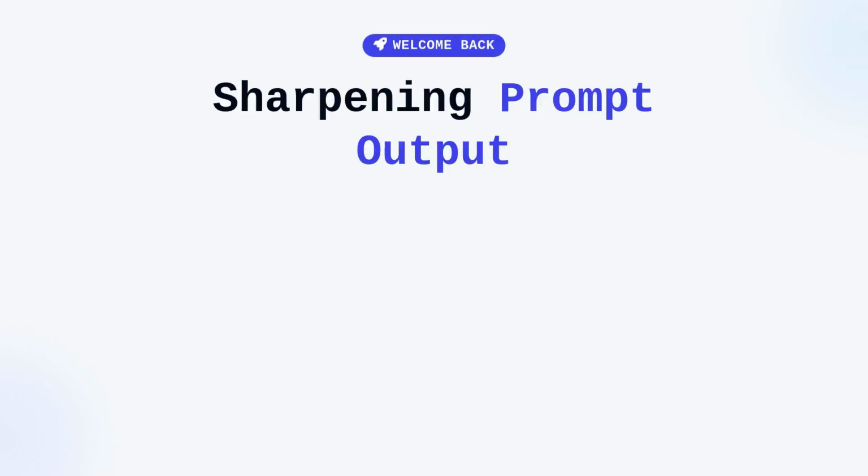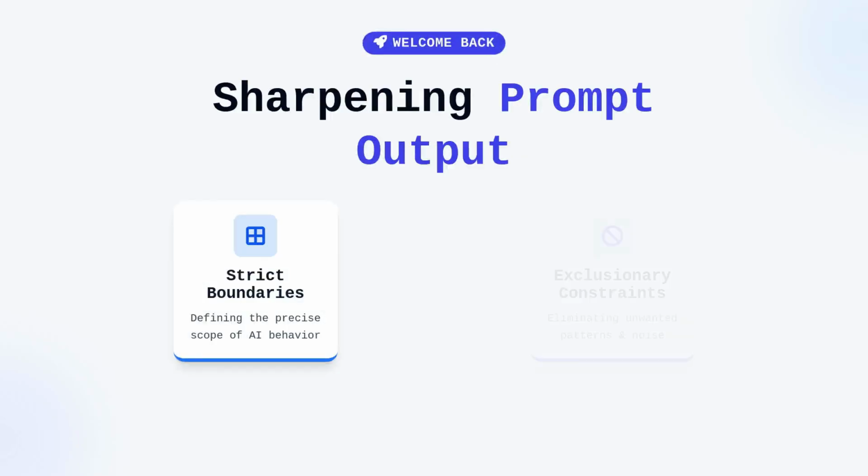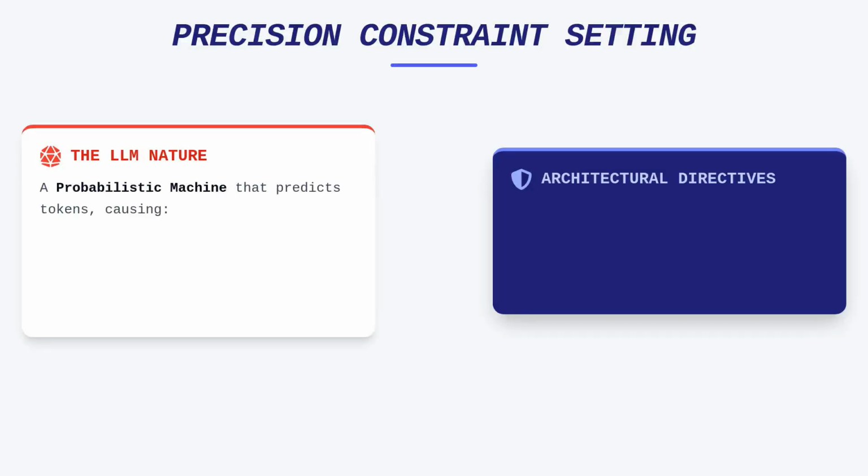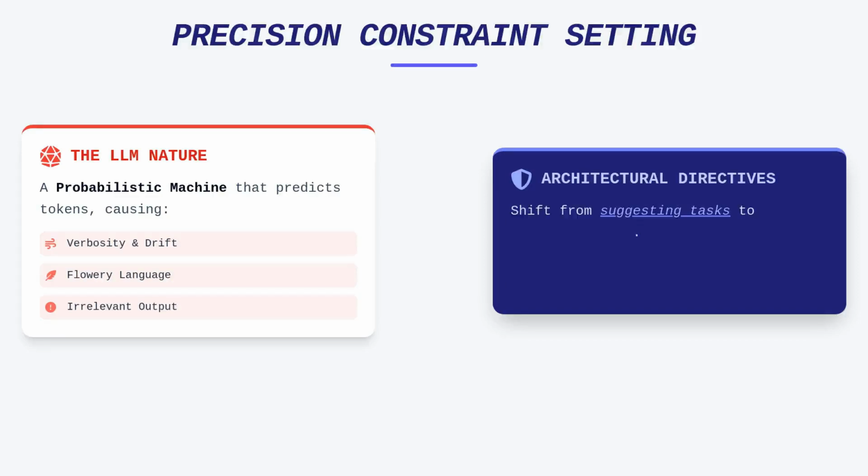Welcome back. In this chapter, we explore how to sharpen our prompt output by enforcing strict boundaries and exclusionary constraints to ensure your AI behaves exactly as intended. When we discuss precision constraint setting, we are moving beyond mere suggestions and into the realm of architectural directives. An LLM, by its design, is a probabilistic machine that seeks to minimize uncertainty by predicting the next token, which often leads it to drift into verbose, flowery, or irrelevant output. To mitigate this, we must shift our focus from asking the model to perform a task to defining the hard boundaries of what the model must avoid.